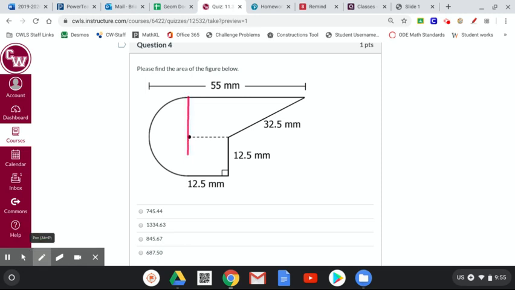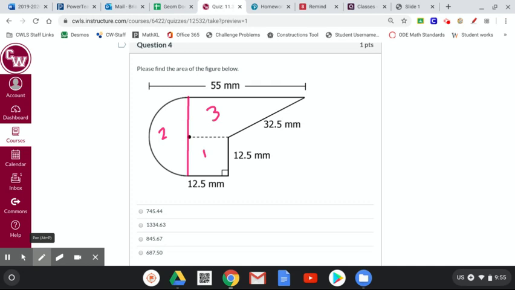So that's what we're gonna do. If I add that line in, then we have figure 1 is that square, figure 2 is that semicircle, and figure 3 is the trapezoid, okay? So 3 is a trapezoid.